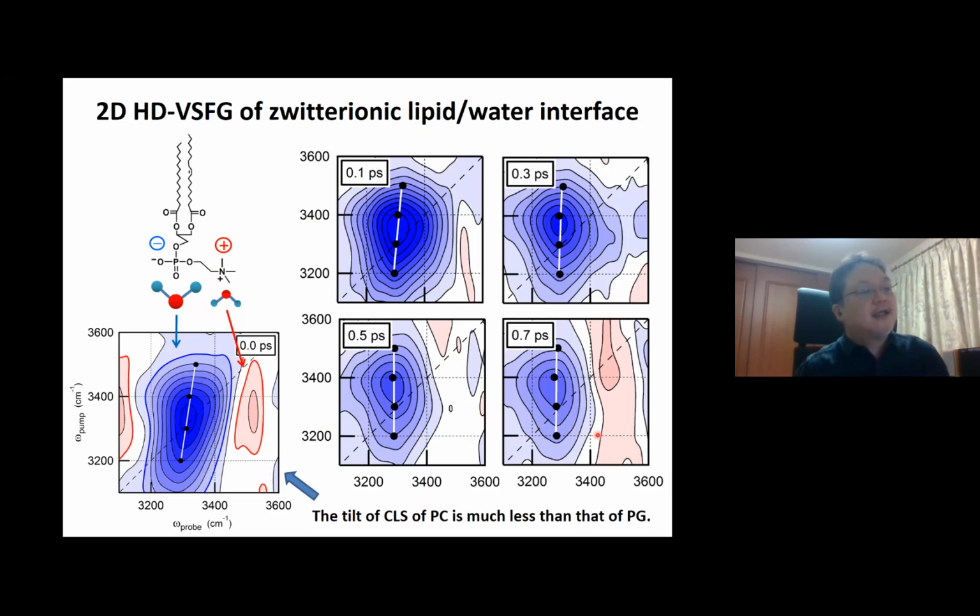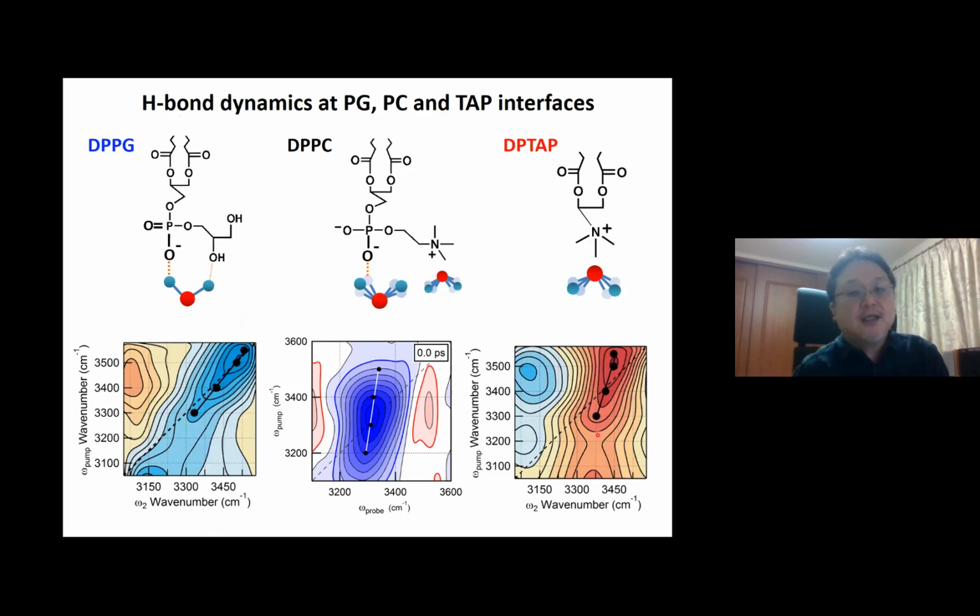All right, now we can compare the three 2D spectra of the lipid interfaces. One is DPPG, DPPC, DPTAP.